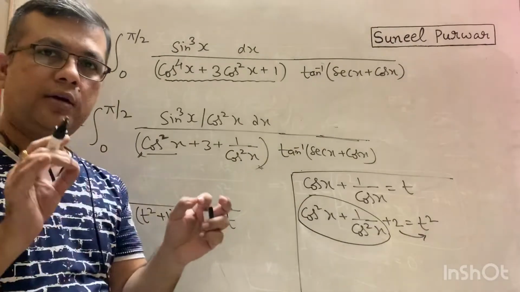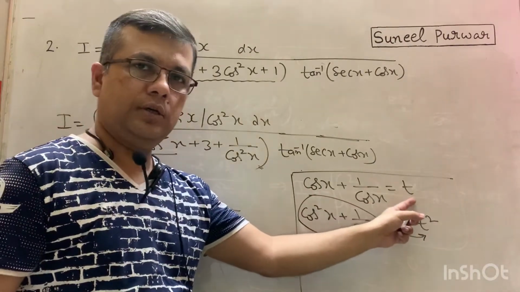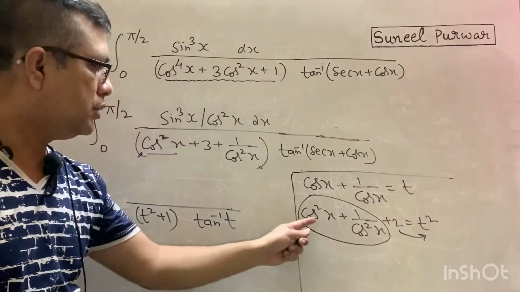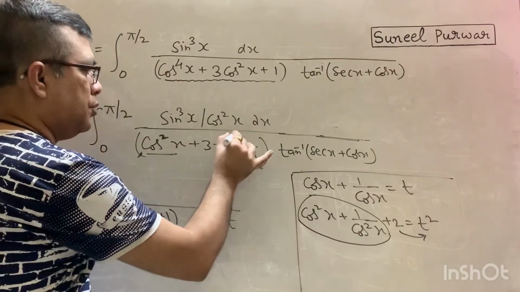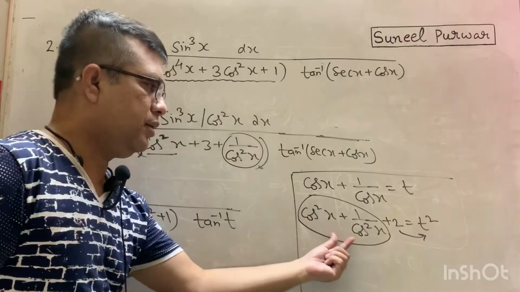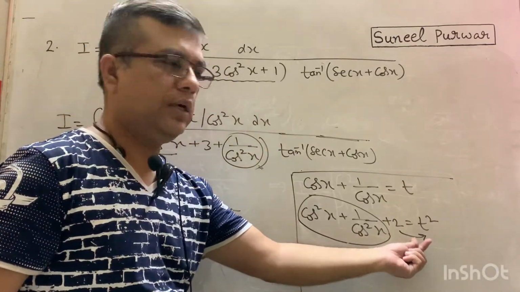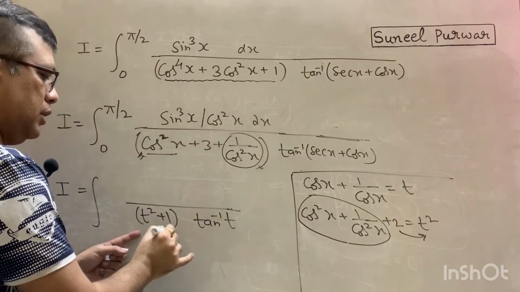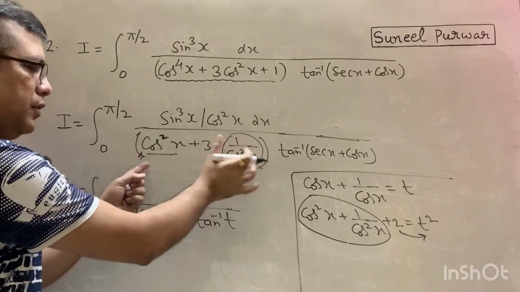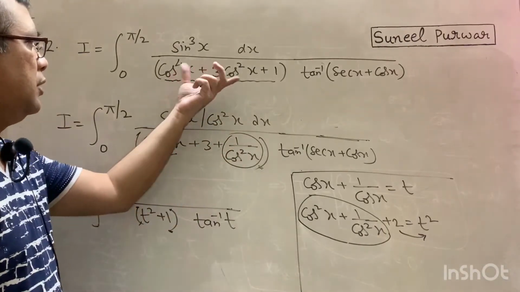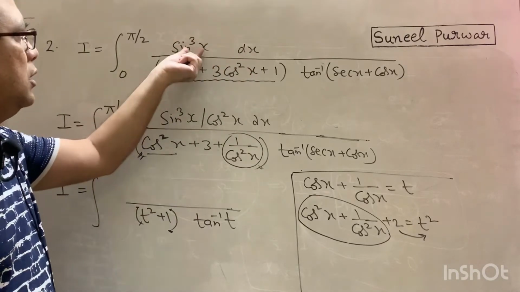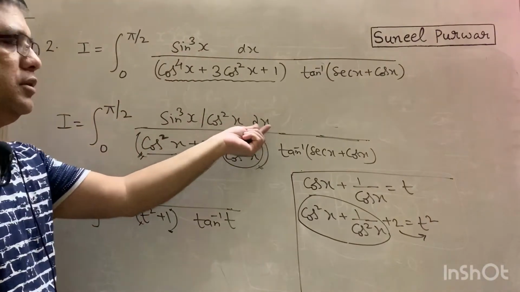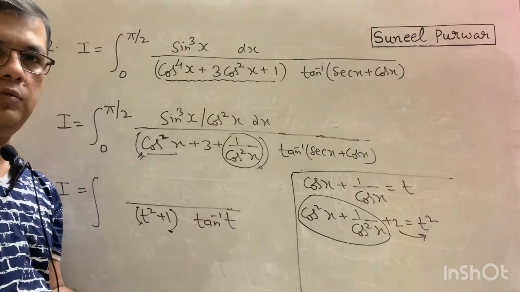Now let's connect the dots. If you square this quantity, you will have cos² x plus 1 upon cos² x plus 2 is equal to t². So this quantity cos² x plus 1 upon cos² x we get here as t² minus 2. So the whole bracket value will become t² plus 1. Now, since you have divided the denominator by cos² x, to balance, divide the numerator also by cos² x. So this will become sin³ x upon cos² x dx. I am not writing in terms of tan. You will understand very shortly why.